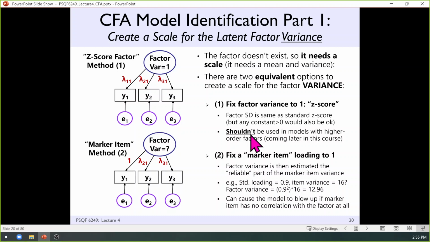So the thing that is difficult, I think, to understand at first is that this choice as to how to do this is completely arbitrary. What it boils down to is that in order to have your factor have a variance, something has to be 1. Either the factor variance is 1 and all the item loadings get estimated, or one of the item loadings is 1 and the factor variance gets estimated along with all the other loadings.